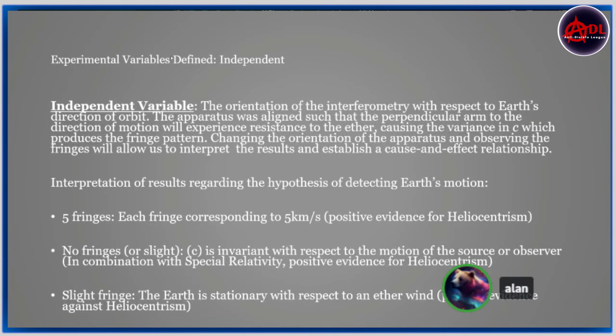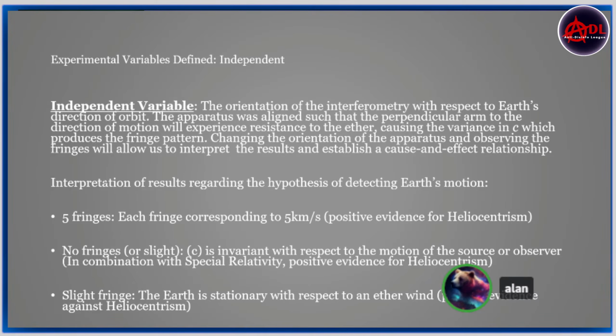So for experimental variables defined, the independent variable would be the orientation of the interferometer with respect to the direction of Earth's assumed orbit. The apparatus was aligned such that the arm was parallel to the direction of motion, which will cause it to experience a resistance from the ether, causing a variance in C, which will produce a fringe shift pattern, which is going to be our dependent variable. Changing the orientation of the apparatus and taking measurements at different times will allow us to interpret the results and establish a cause and effect relationship between the fringe shift pattern and the assumption of Earth's orbital velocity and all that.